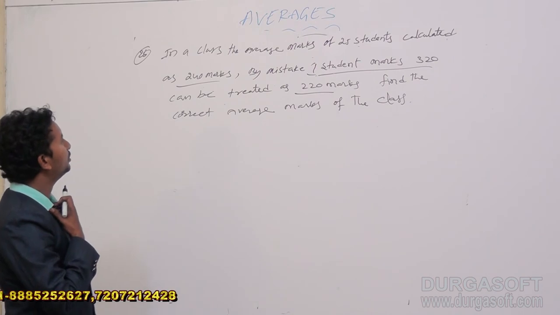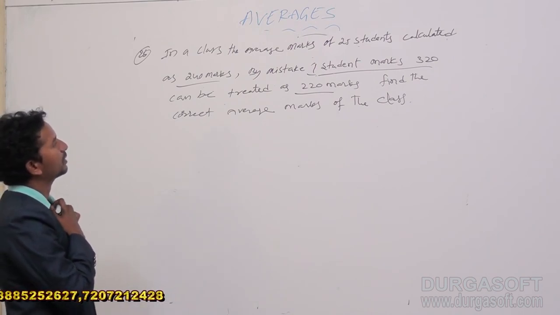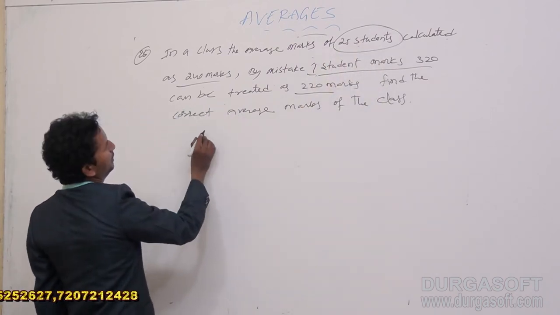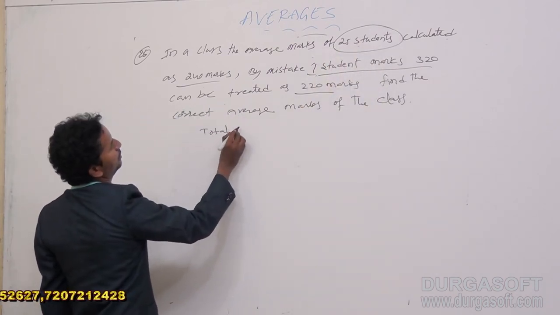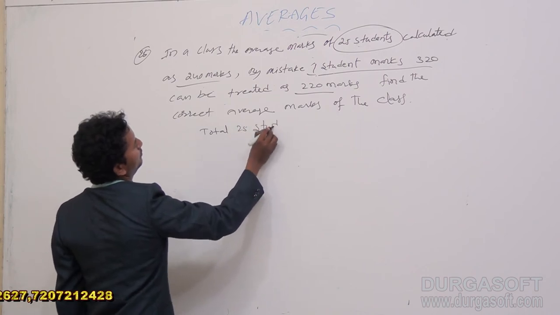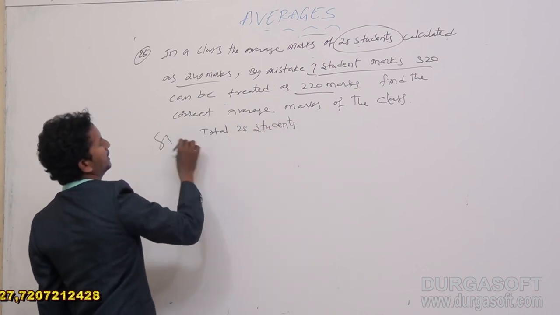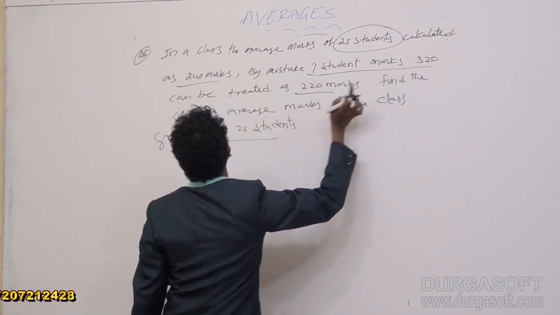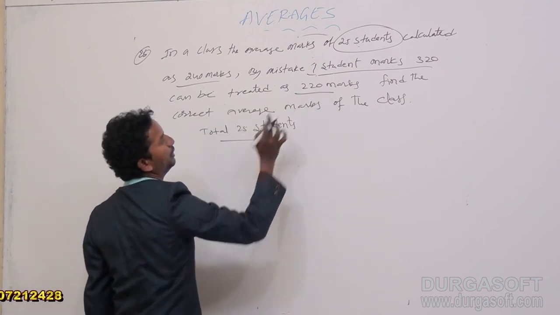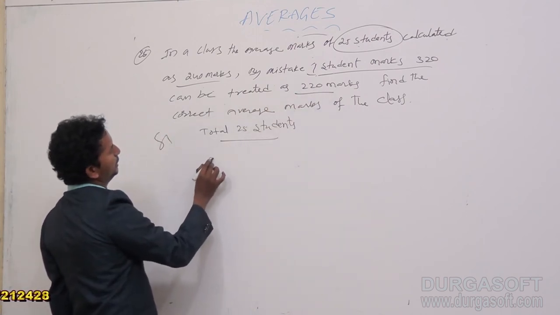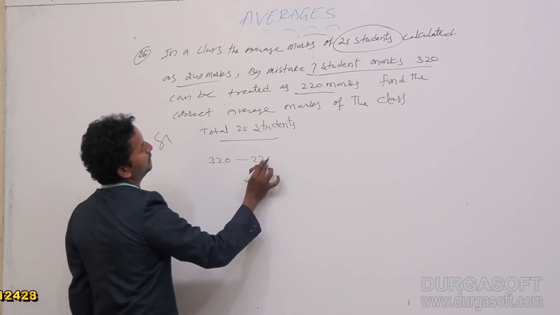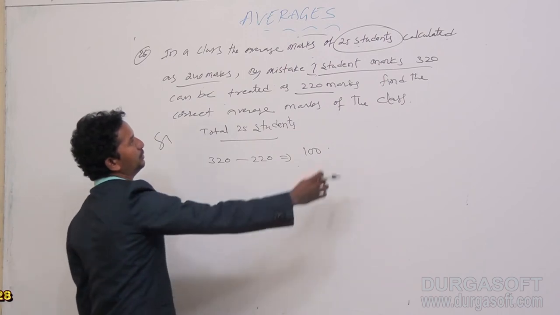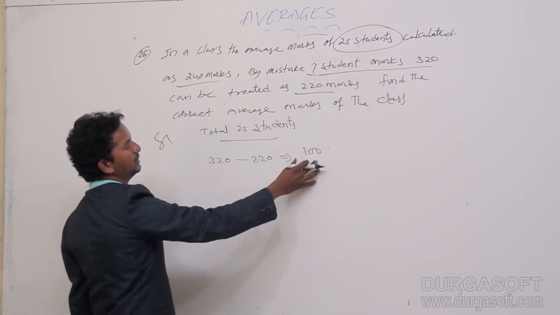Now see, how many students are there in total? 25 students are there. By mistake, 320 was treated as 220 marks. The difference of the marks is 320 minus 220, so the difference is 100 here.